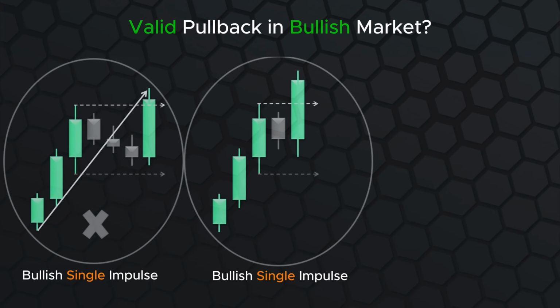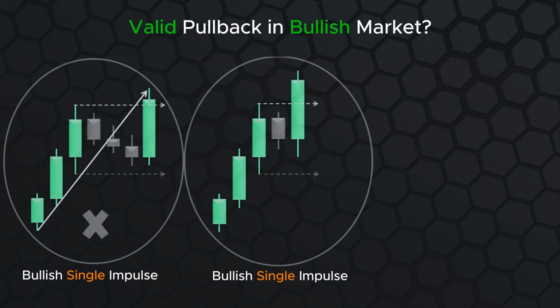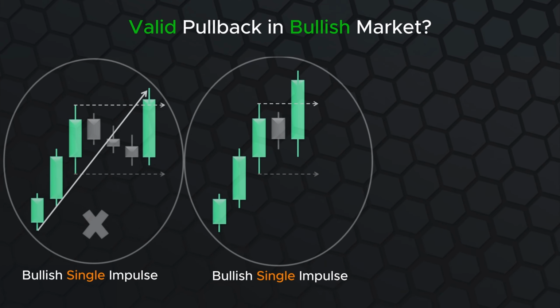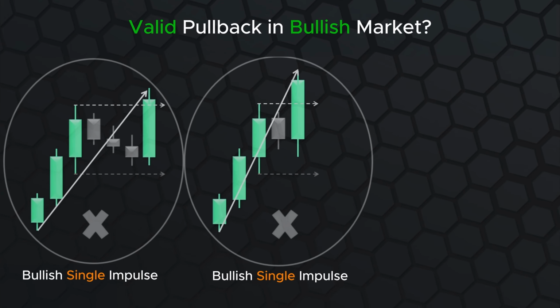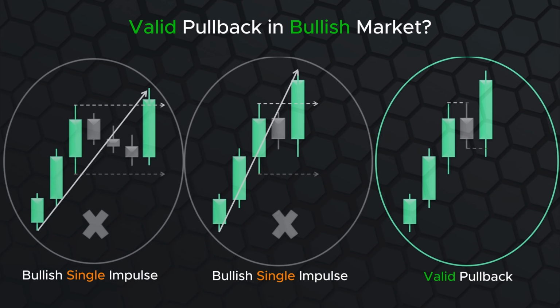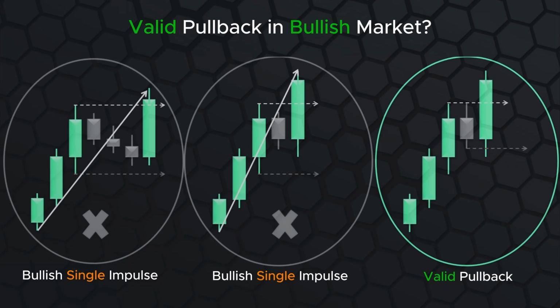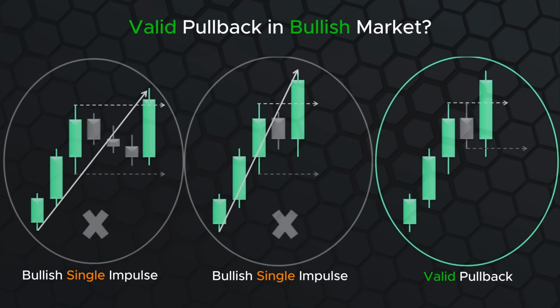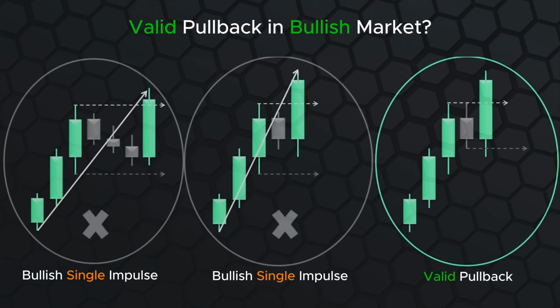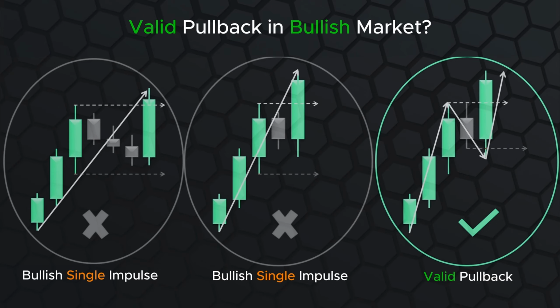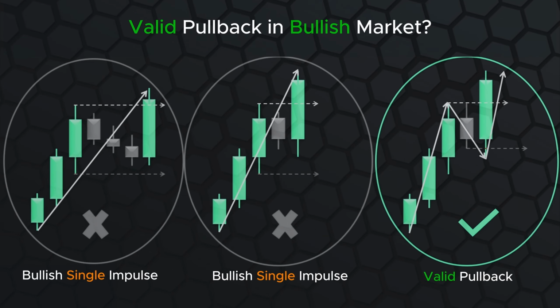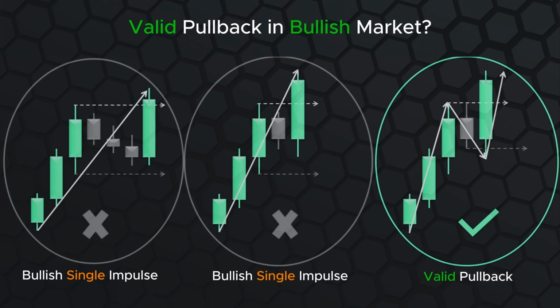Since the price has not broken the low of any previous candle in this sequence, we cannot consider it a valid pullback either. On the contrary, if the bearish candle forms an equal high with the previous bullish candle, and the subsequent candle breaks and sweeps below the low of the bearish candle, it qualifies as a valid pullback. So here we have a bullish impulsive wave, followed by a correction, and then another bullish continuation wave.